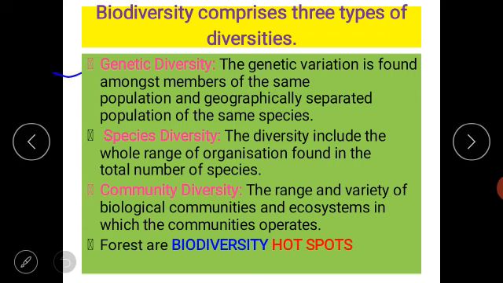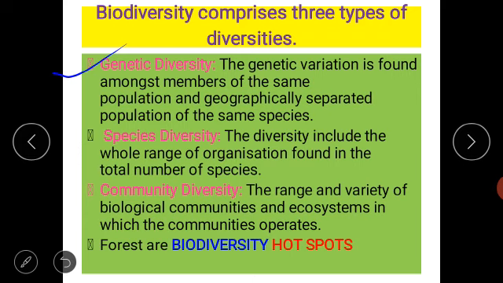The first is genetic diversity. Genetic variation found amongst members of the same population and geographically separated populations of the same species is genetic diversity. So genetic diversity defines variations found amongst members of the same population but geographically separated populations of the same species. The group of population is the same, but some of the members are separated due to geographical location, and due to it, new characters are developed in the organism that give rise to biodiversity.